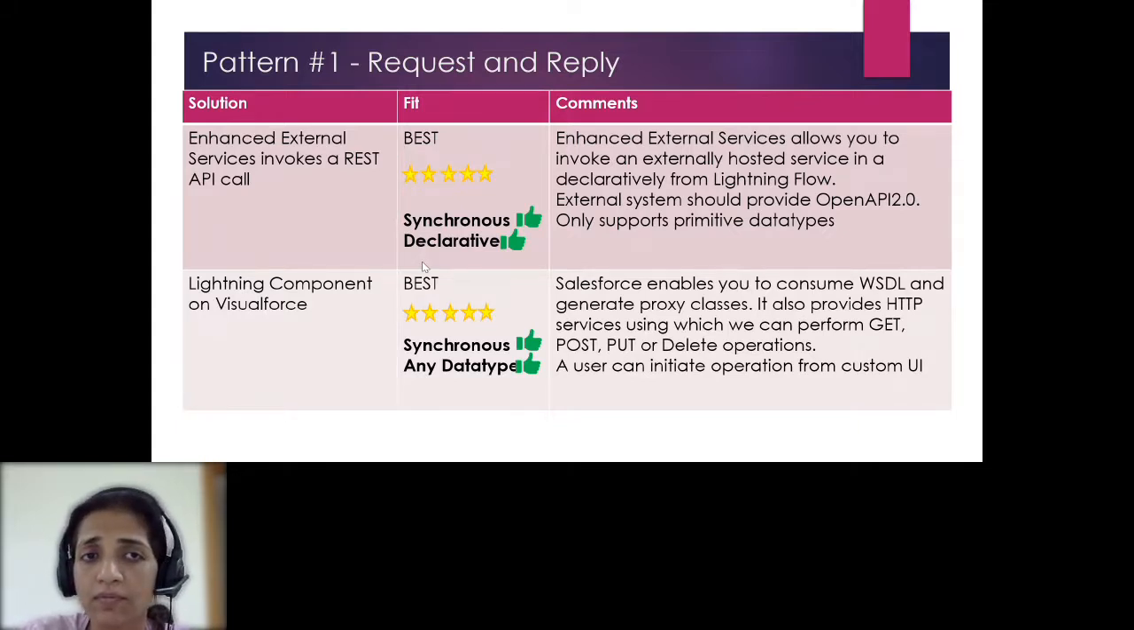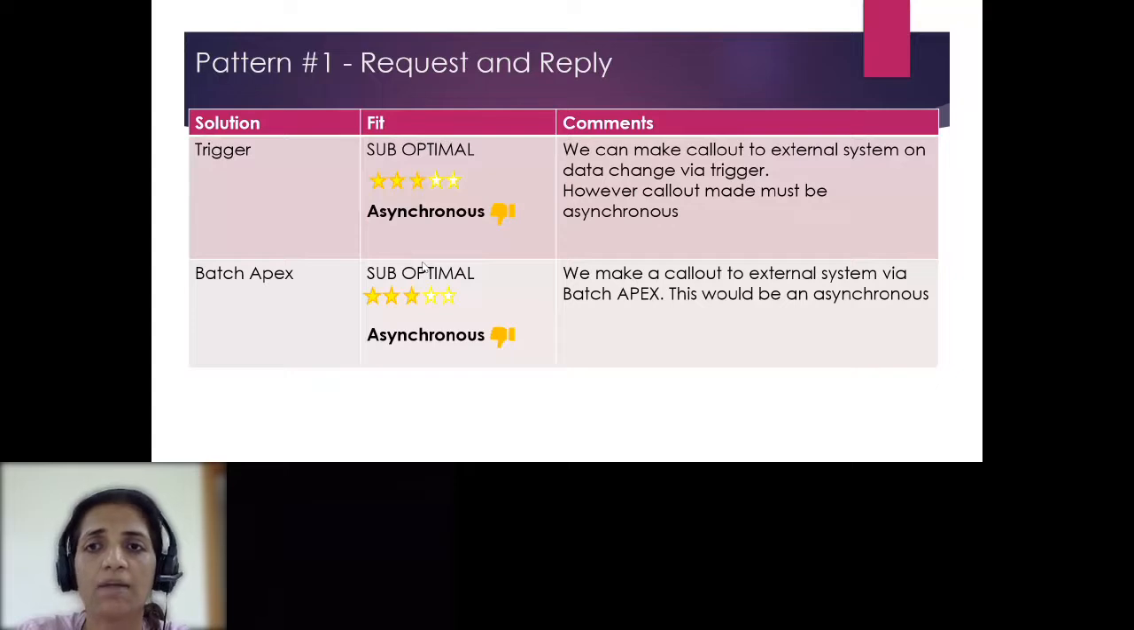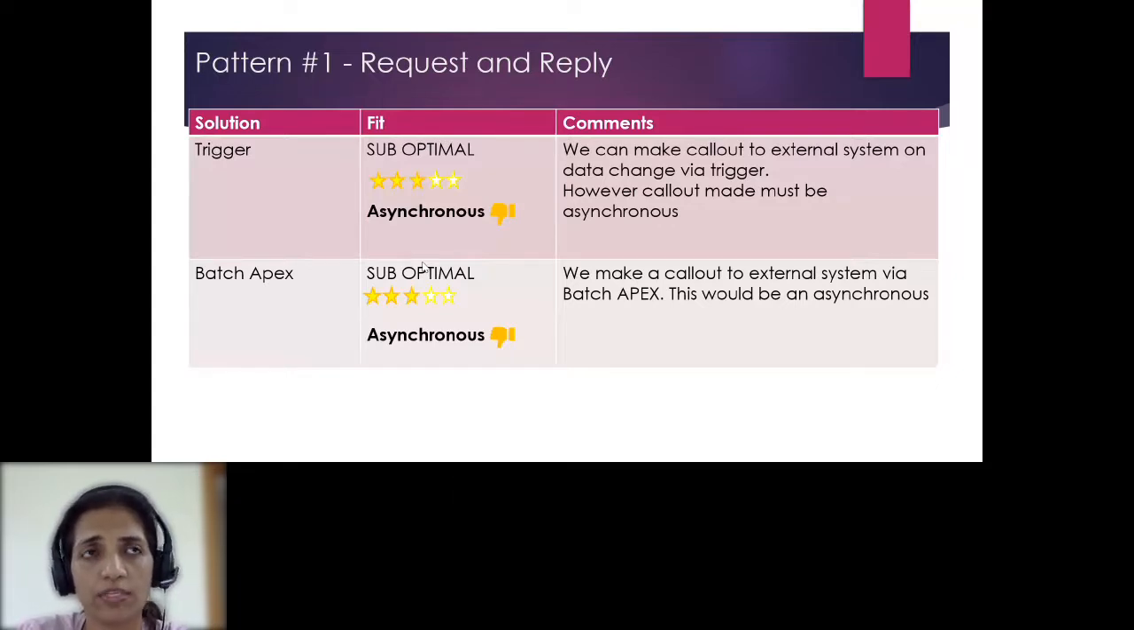The third suboptimal way to do that is a trigger. However, it will still be asynchronous, because as you might already be aware, from triggers you cannot make a direct callout. It has to always be done in a future method. For that, a trigger would become a suboptimal choice in order to achieve a request reply. And once you get the response, it will be updated on the record, and then you have to find a way to surface that to the user.